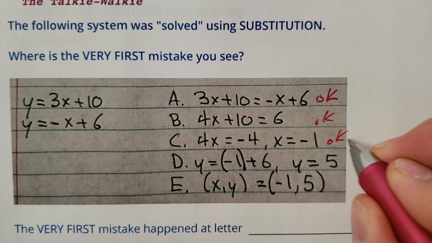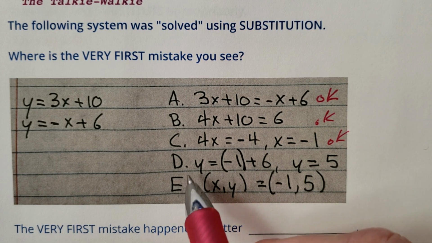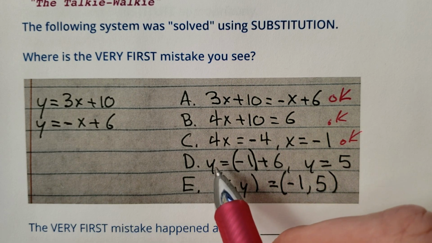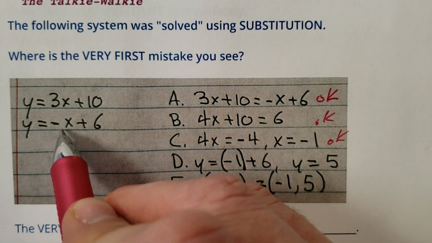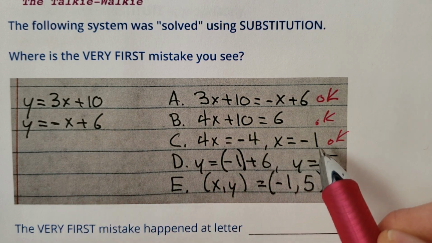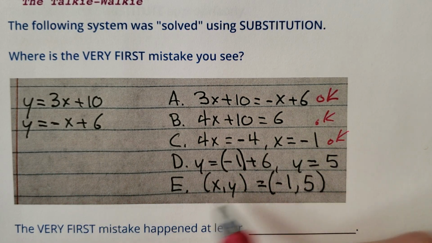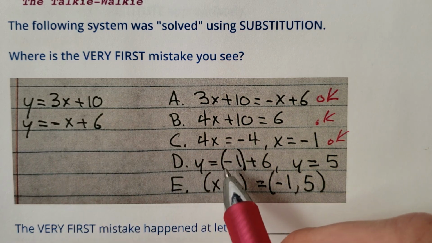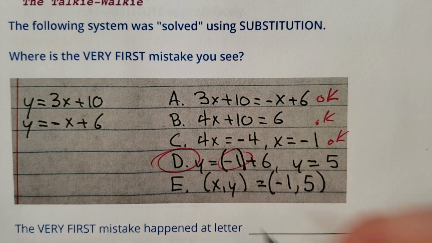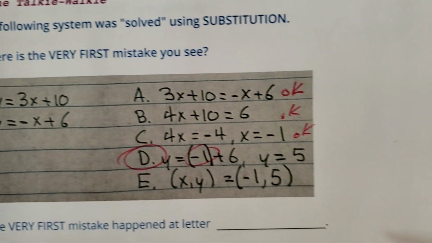All right, ooh, I'm getting a little nervous here. Hopefully I get everything figured out. Let's see here. We plug in, so x equals a negative 1. We plugged in a negative 1 into a negative x. Uh-oh, I think there's the mistake right there. If you plugged in a negative 1 into a negative x, it should turn into a positive x. So boom, right there's the mistake. So D is the very first mistake I would see.